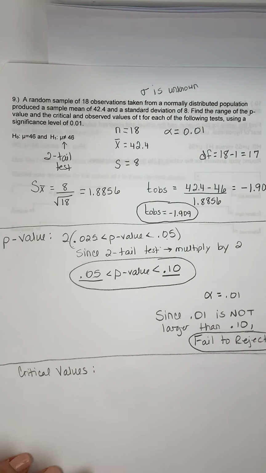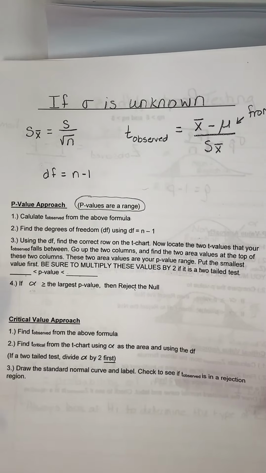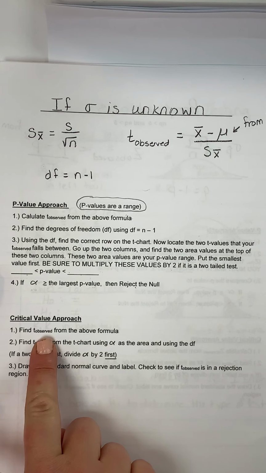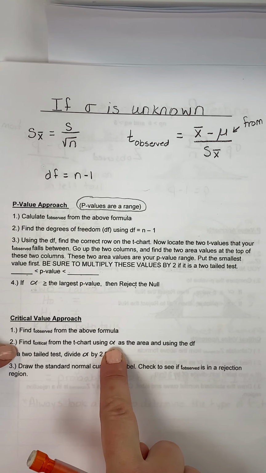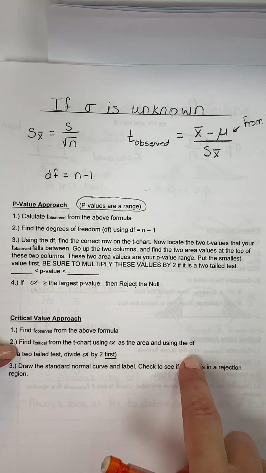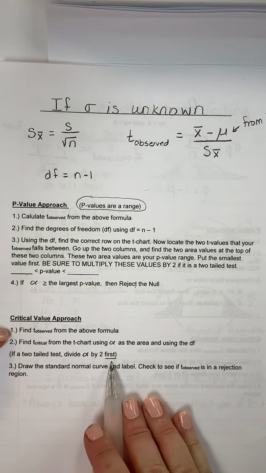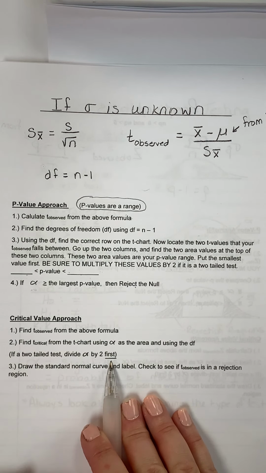Let's look at critical value. We already found t observed. Now we're going to find t critical. We're going to use alpha and the degrees of freedom. If it's a two-tailed test, divide alpha by 2 first.